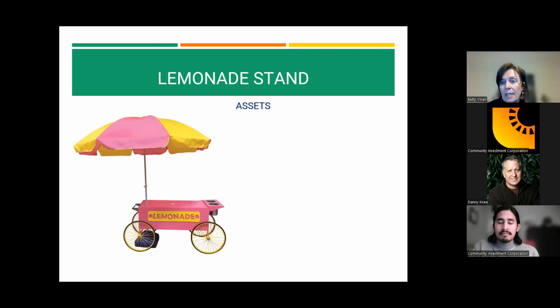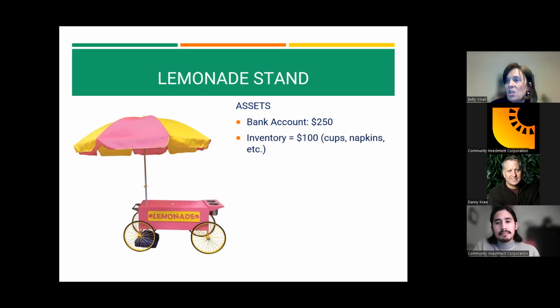So you probably can relate this to your business. It would be your bank account or bank accounts. Here, this one has $250. Your inventory, which could include things like cups and napkins. It could also include, if you'd had an event before and you had leftover lemons that you were storing, those would be part of your inventory.